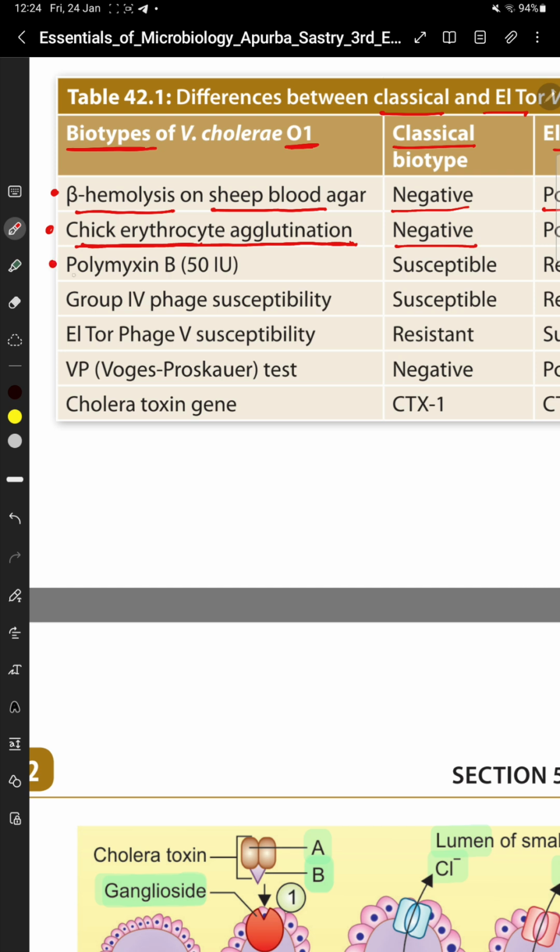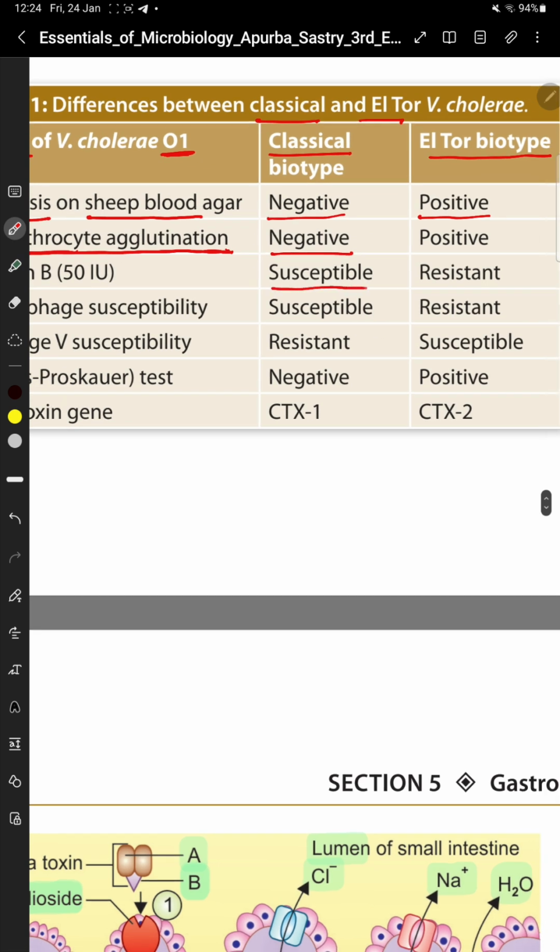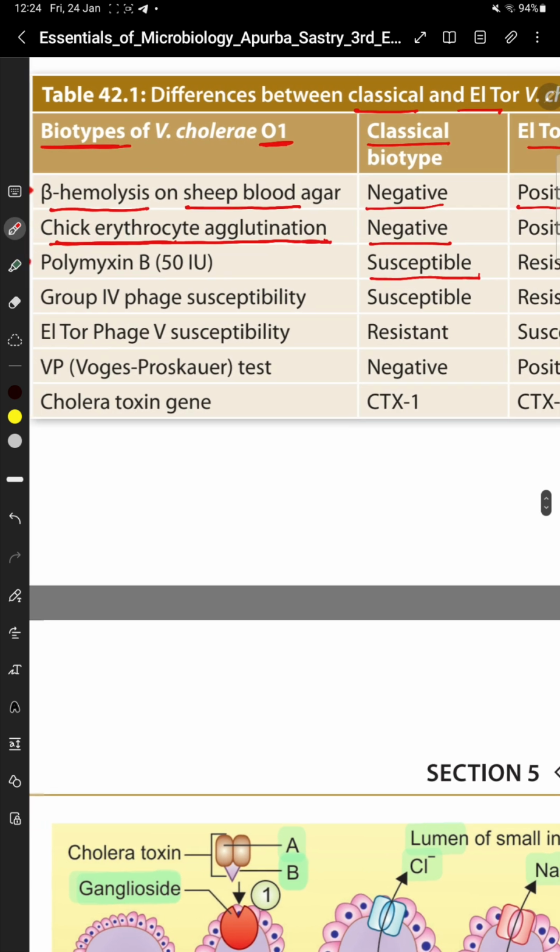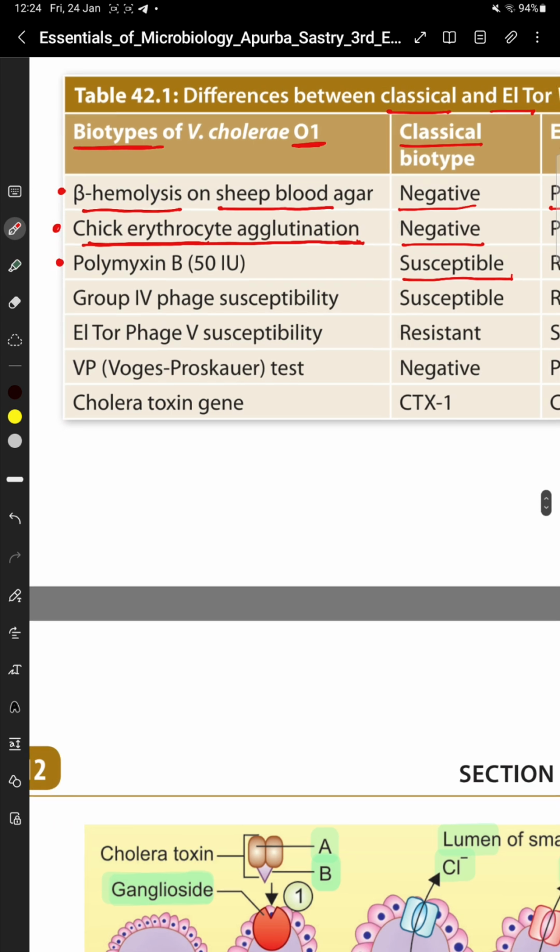Then polymyxin B 50 IU, it is susceptible for classical biotype, and El Tor is resistant to polymyxin B. Classical is susceptible to polymyxin B and El Tor is resistant. Group 4 phage susceptibility, it is susceptible for classical biotype. El Tor is resistant to group 4 phage.